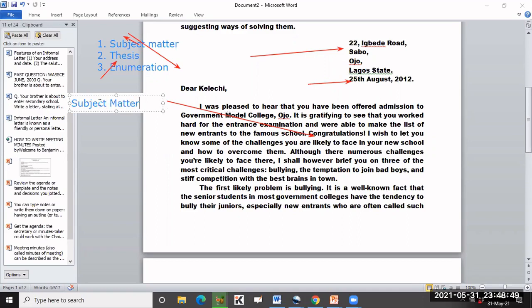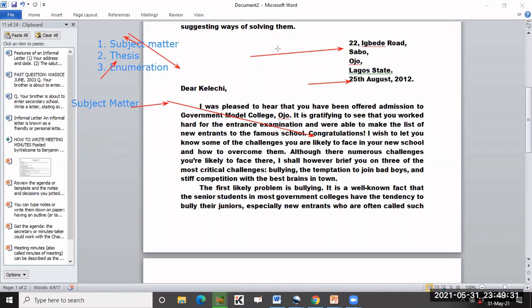So that's exactly what you have in this place. The subject matter, all right? Okay, so I just want you to see this quite clearly. This is the subject matter. All right, and what do we mean by the subject matter? That is exactly the major thing that the letter is about. The letter is about the admission that your brother has gained to the university, I mean to the secondary school.